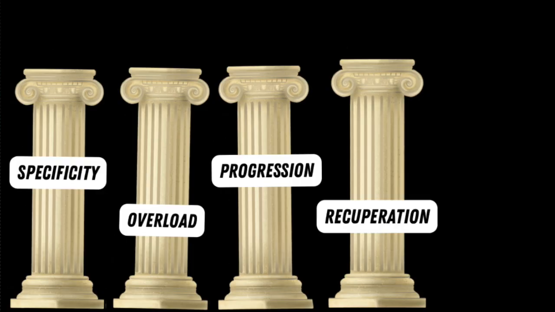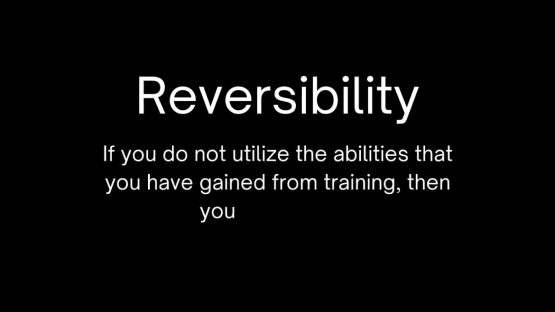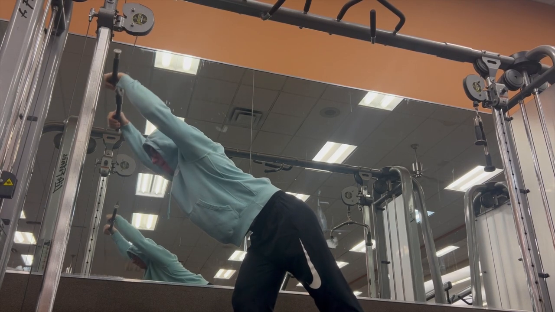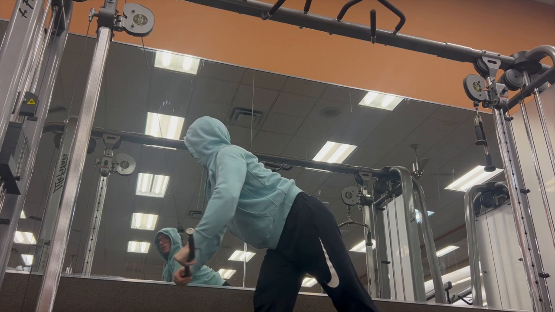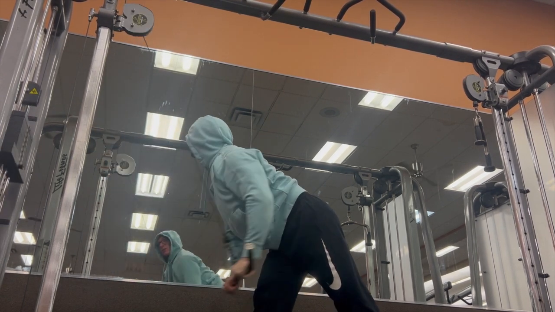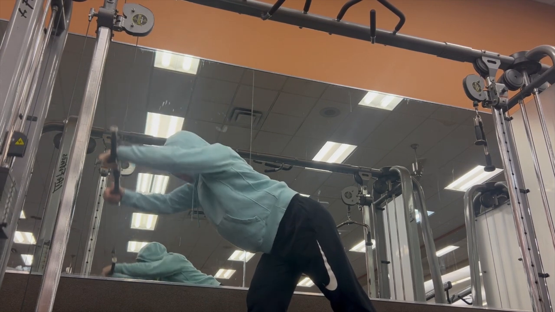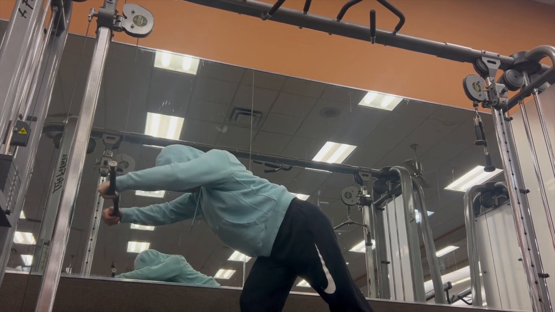The last principle of exercise science is reversibility, aka use it or lose it. This principle simply states that if you do not utilize the abilities that you have gained from training, then you will regress. There is no incentive for your body to keep the training adaptations when there is no potent stimulus being presented. It should be noted, however, that it requires much less effort to maintain an adaptation or to regain a lost adaptation than it does to gain it in the first place.